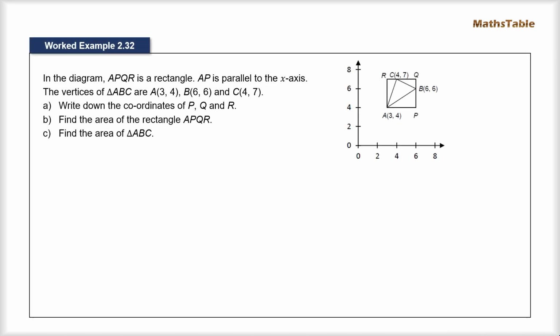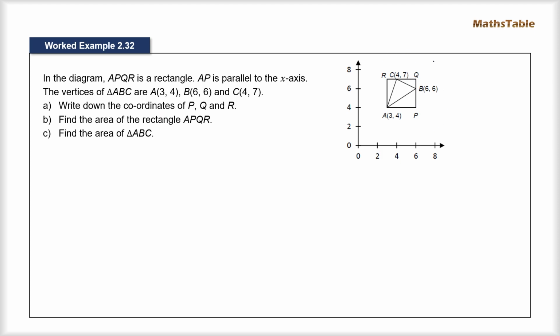Now let's take another question here. In this question, we are given a diagram which consists of a rectangle APQR where the length AP is parallel to the x-axis, and the 3 points A, B, and C which make up a triangle inside the rectangle are also given to us. Now, based on this information, we are first required to find the coordinates of these 3 points P, Q, and R.